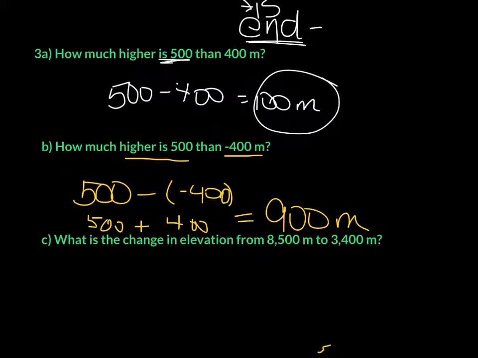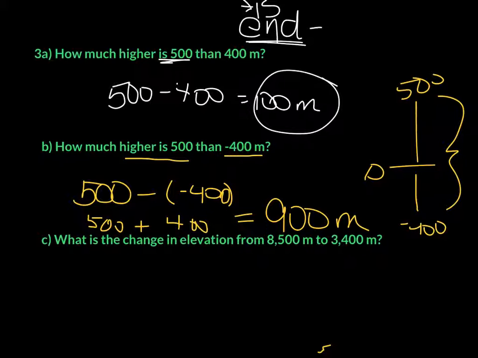And again, if you think about this, you just want to put it in perspective. If this were 0, and I've got something up here, this is 500 all the way up here, and then I've got negative 400 down here, what we're looking at is the distance between the two. So the distance, again, is 900. We were doing that when we were actually using the number lines.